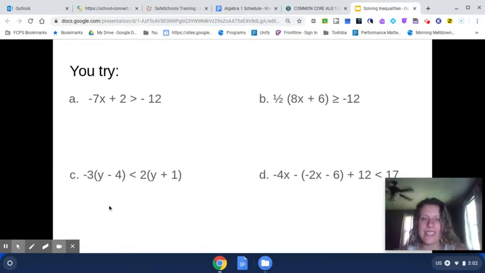Okay, it is time for the U-try. I did not have enough room on here, guys, to put the graphs and the interval notation. So please solve these, graph them, write the interval notation for them, and then unpause the video, and we will take a look at those in just a moment.